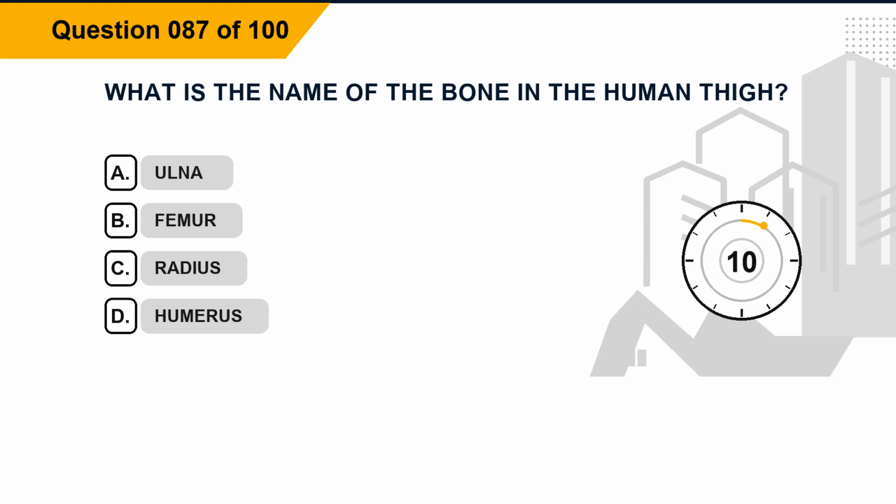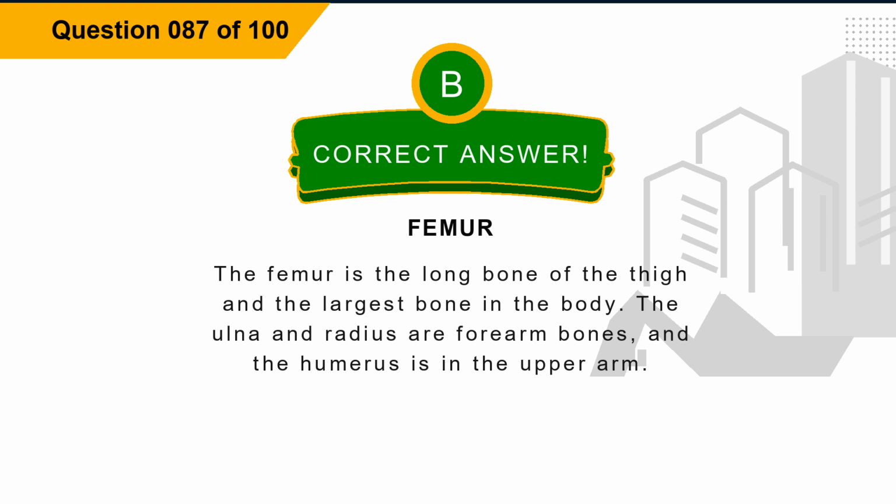Question 87. What is the name of the bone in the human thigh? Option A, ulna. Option B, femur. Option C, radius. Option D, humerus. The correct answer is option B, femur. Explanation: the femur is the long bone of the thigh and the largest bone in the body. The ulna and radius are forearm bones, and the humerus is in the upper arm.